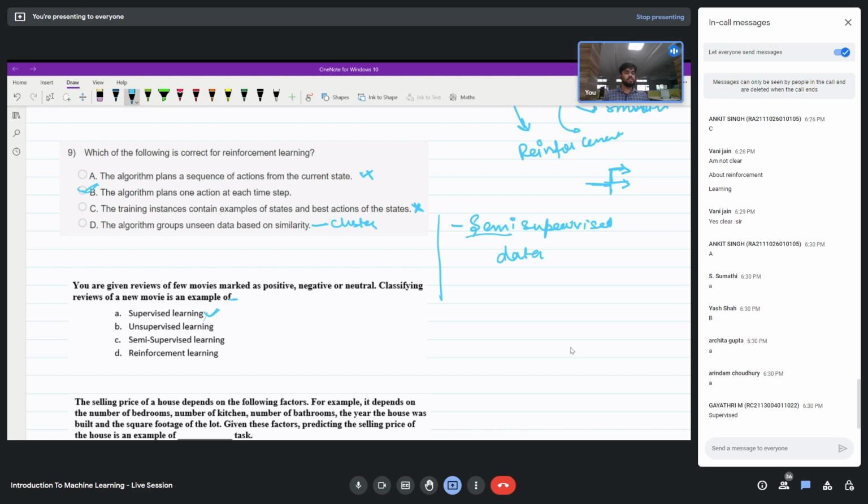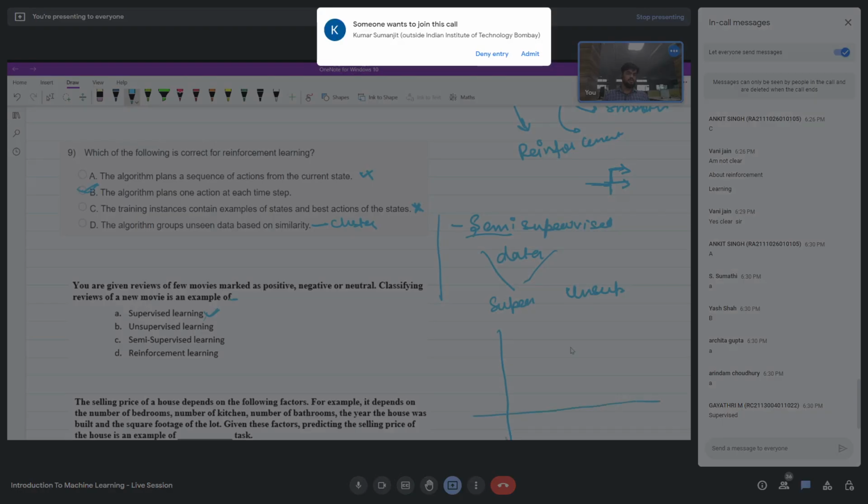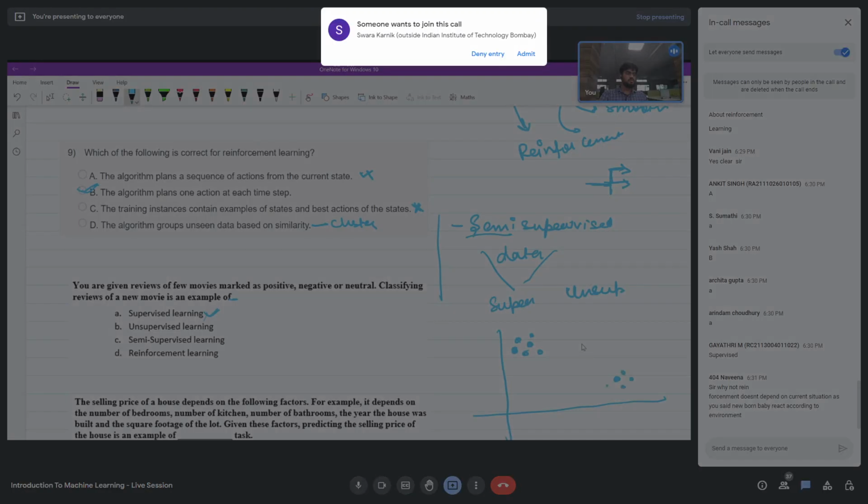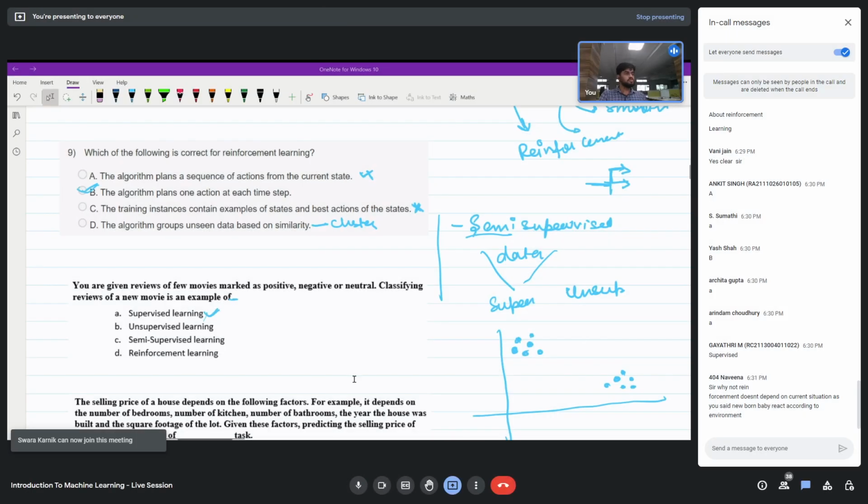So what is semi-supervised? It uses both supervised as well as unsupervised learning to leverage both of them. Let's say you have something like this, and there are two groups that are formed, right? One is this, one is probably this. So two groups.